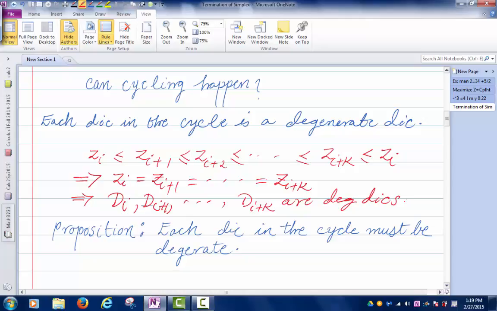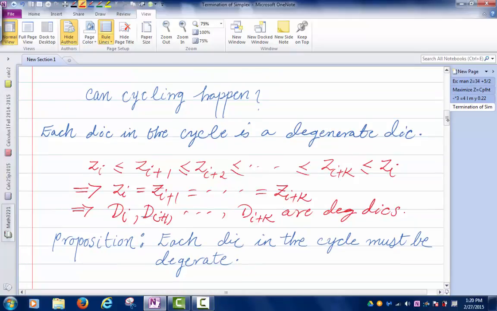Why? Because how do I know Di is degenerate? Because going from Di to Di+1, the objective value did not change. And last time we proved that when the objective value doesn't change going from one dictionary to the next, the current dictionary has to be degenerate. Again, degenerate means one of the basic variables in that dictionary is equal to 0. Is everybody okay? So that's my proposition, that each dictionary in the cycle must be degenerate.